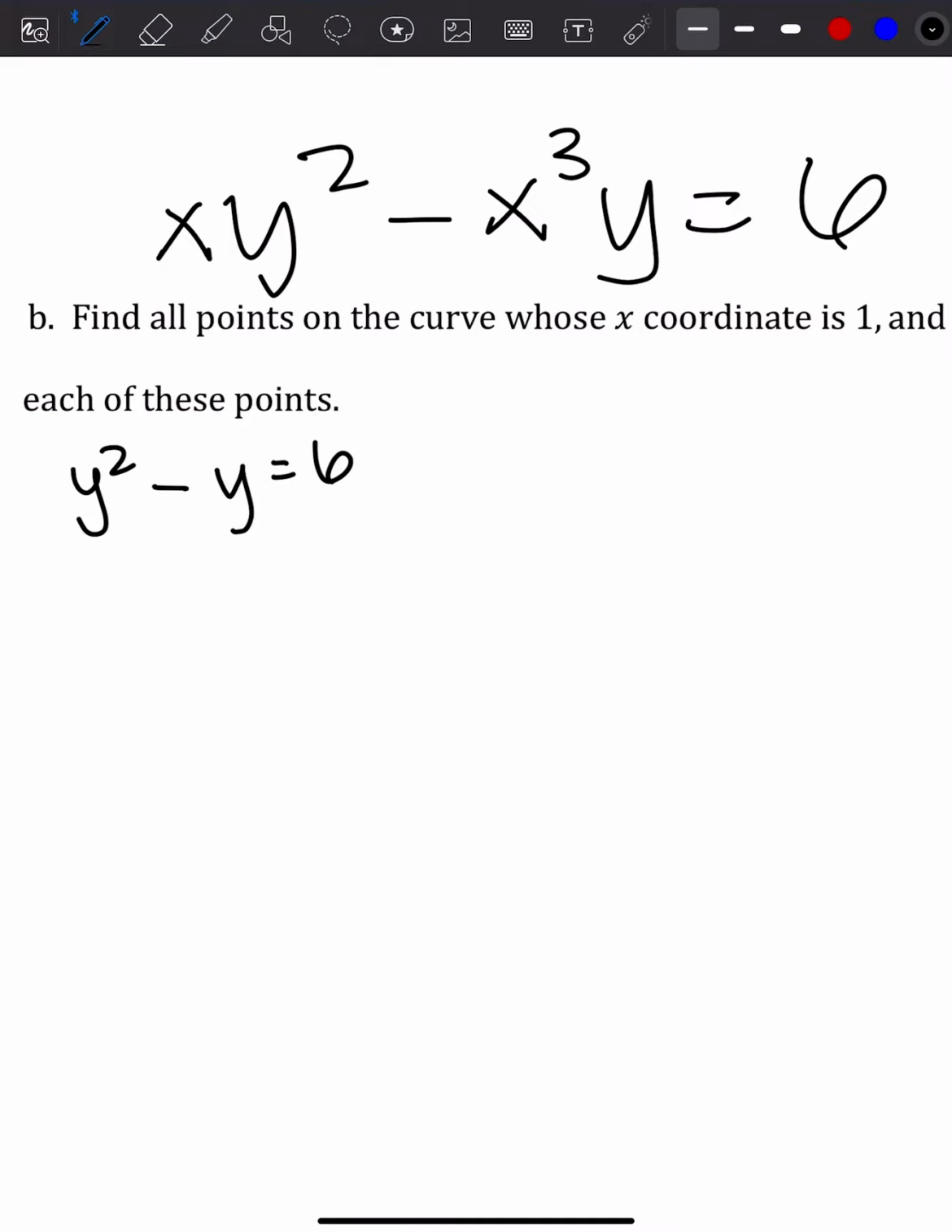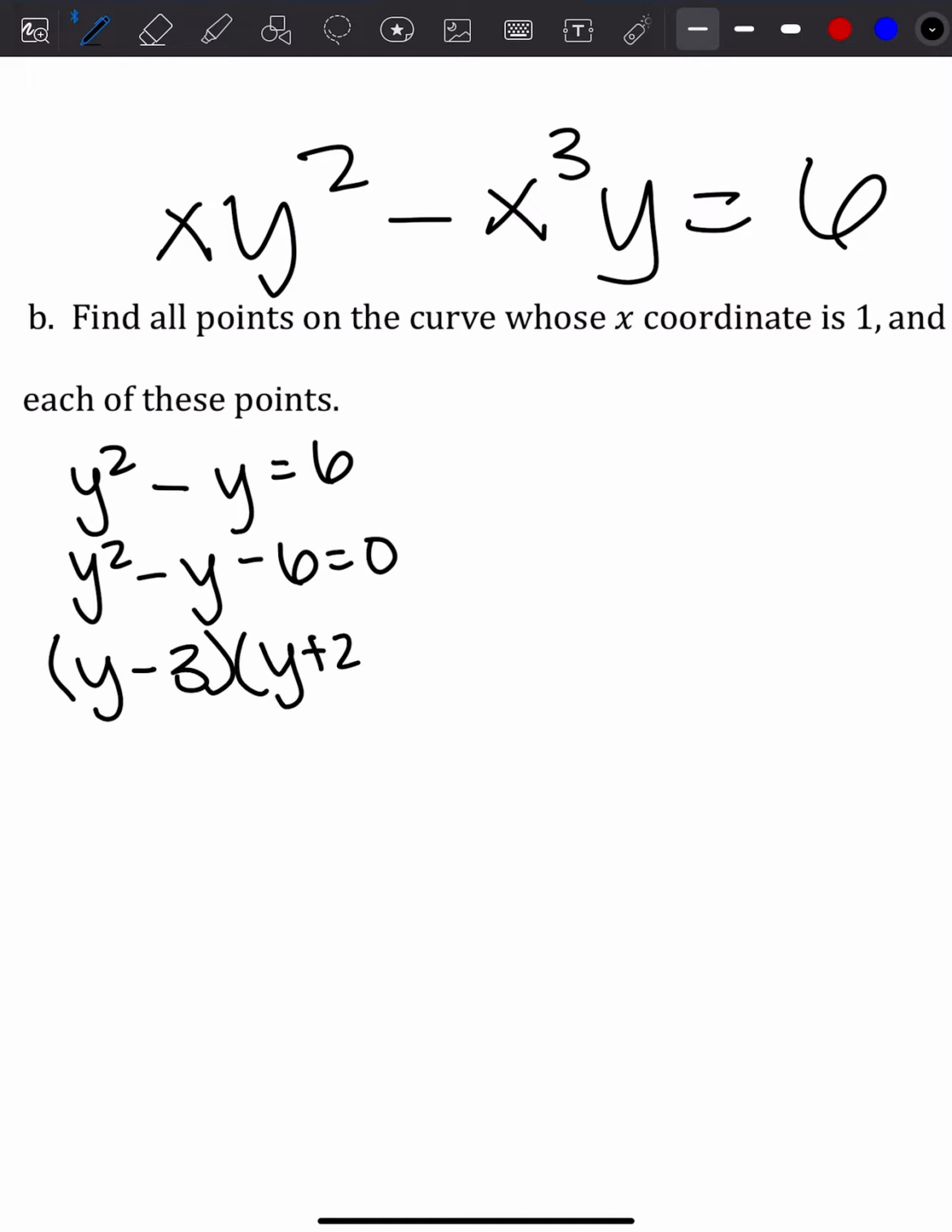We only have one variable now, so we are going to move the 6 over. We have a y squared and a y to the first, so we know that we would have to factor in order to do something with this. So I'm going to subtract 6 from both sides to get y squared minus y minus 6. We're going to factor this like we would normally factor anything else. I need numbers that multiply to get negative 6 and add to get negative 1, so negative 3 and positive 2 are my values. Setting these both equal to 0, I get y equals 3 and y equals negative 2.